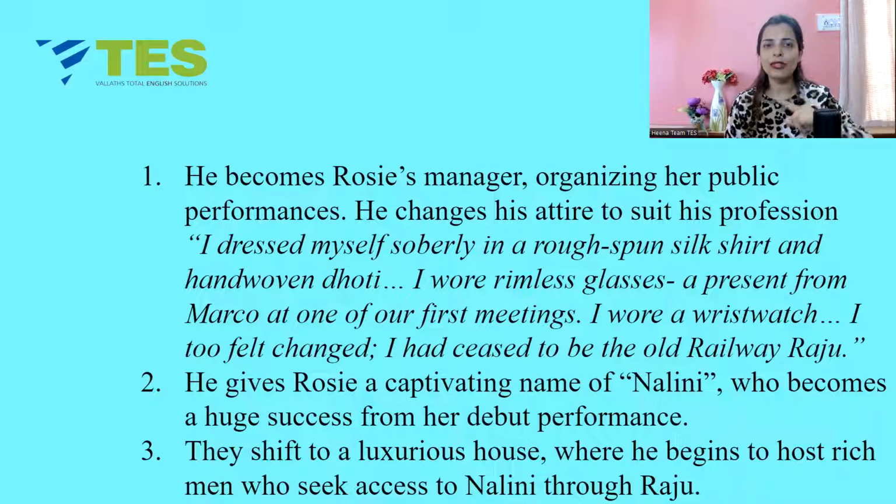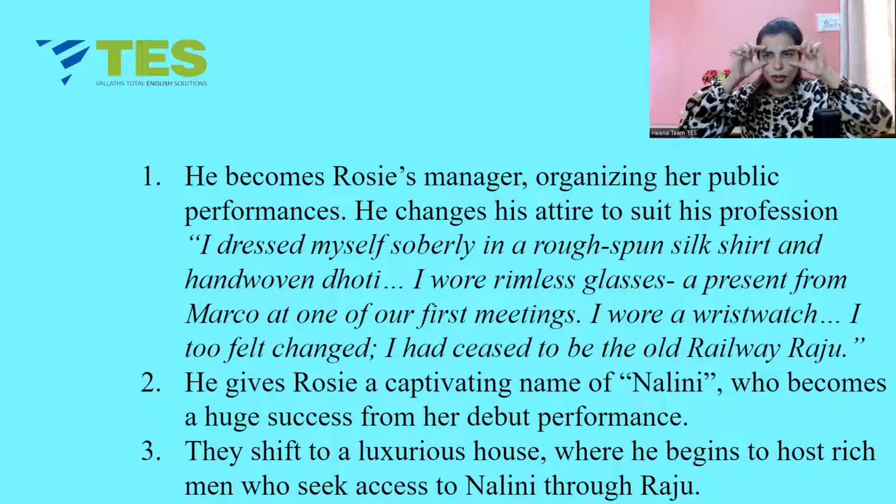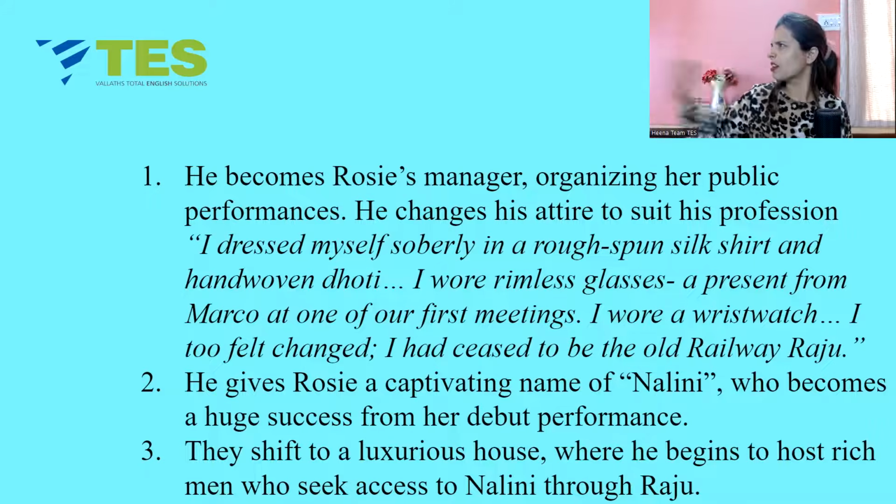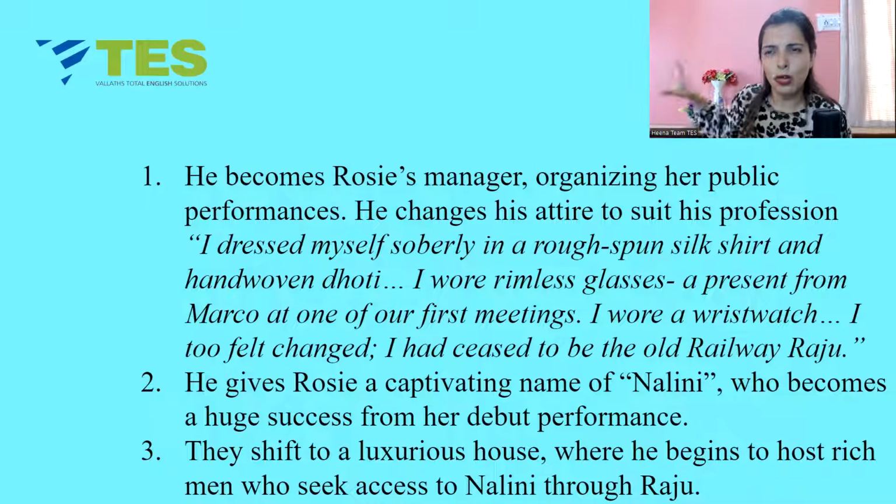So the changes in Raju's life are, first, he becomes Rosie's manager, organizing her public performances. He changes his attire to suit his profession. Quote, I dressed myself soberly in a rough spun silk shirt and hand-woven dhoti. I wore rimless glasses, a present from Marco at one of our first meetings. I wore a wristwatch. I too felt changed. I had ceased to be the old railway Raju. He despises the old himself. Now he's the fashionable, the all-in-demand stage manager of Rosie.